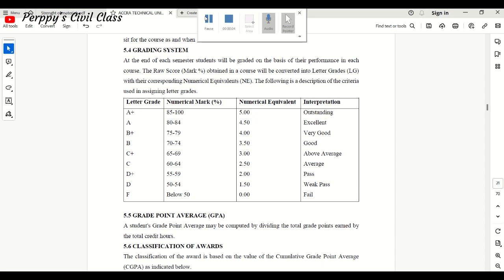Today we'll be looking at how to calculate your GPA and your CGPA. As a first year student, you should be able to know how to calculate your GPA and your CGPA. Even though the school system does that for you, you should be able to calculate it so that you can do your own cross checks.